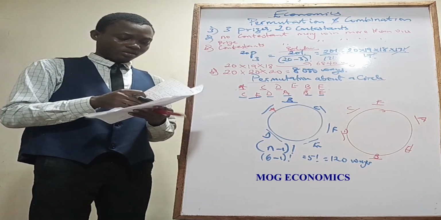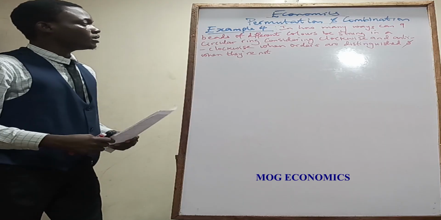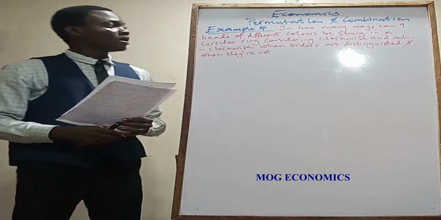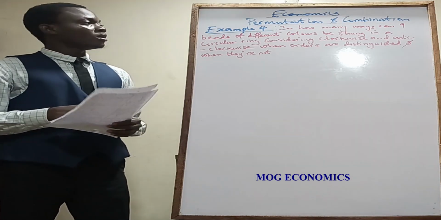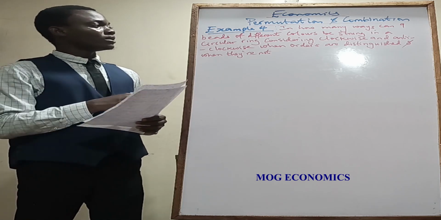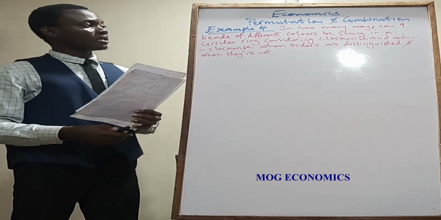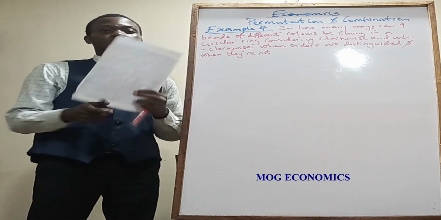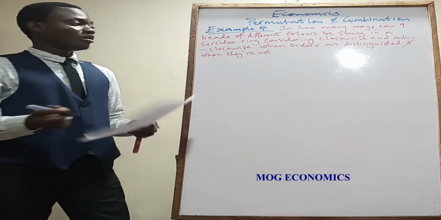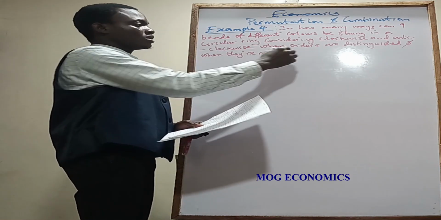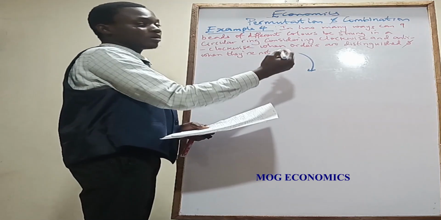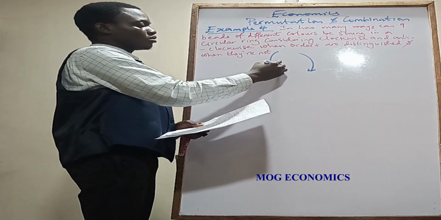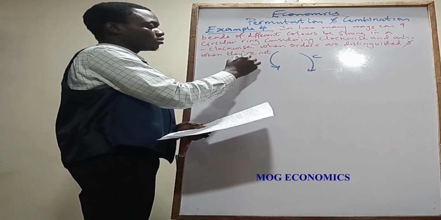Page 4A. So yeah, ladies and gentlemen, in how many ways can 9 beads of different colors be strung in a circular ring, considering clockwise and anti-clockwise directions, when others are distinguished and when they are not? So this is also talking about circles. 9 beads of different colors. This is clockwise, the way your clock goes, right? And this is anti-clockwise.